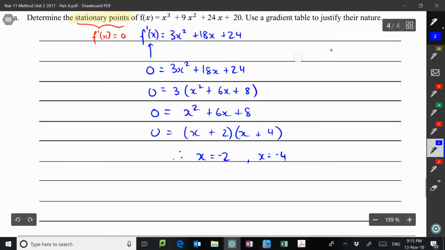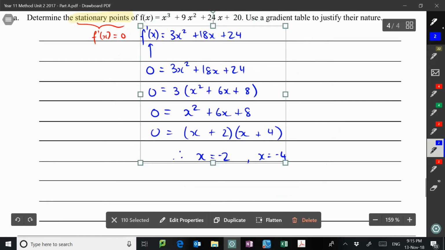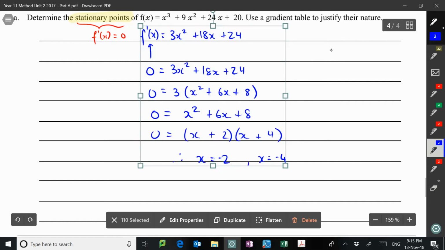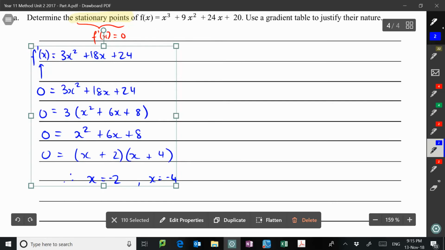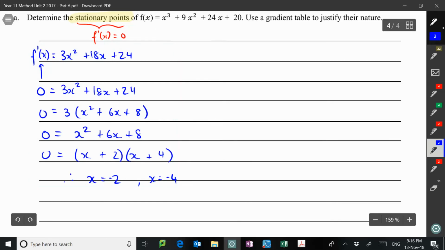Actually, I want to move this across. I wonder if I can move this. How do I move it? Can I do it like that? Oh, hey, that works. Cool. I'm going to move it up a bit. There we go.